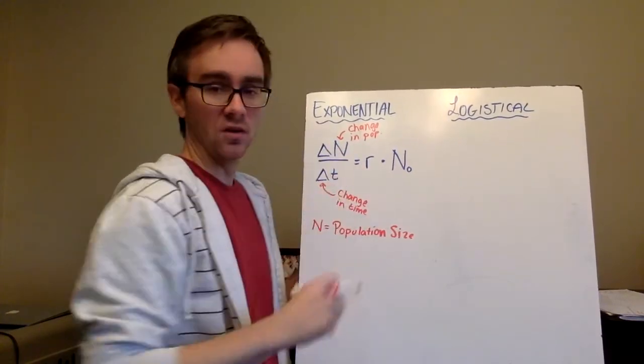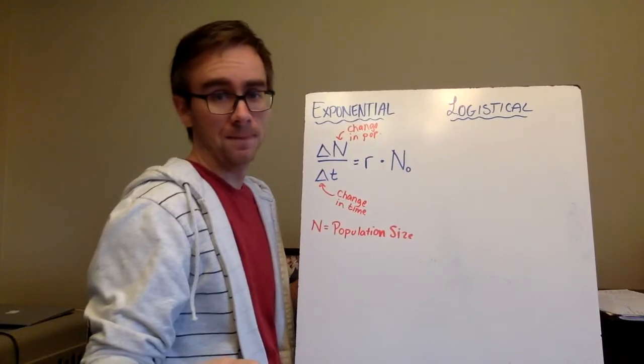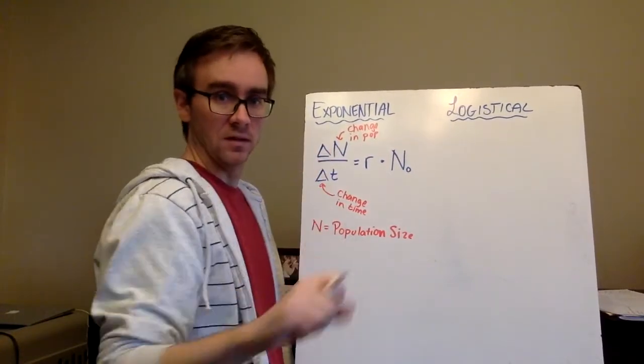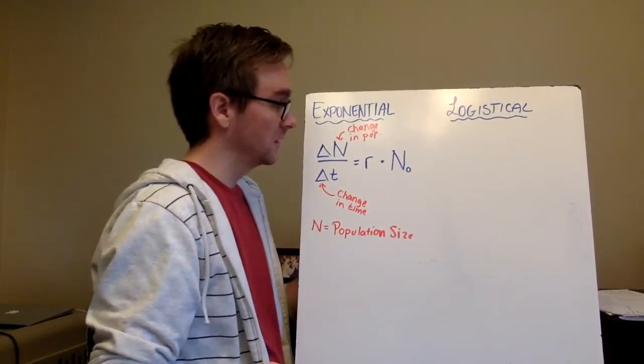So this left half of the equation here is literally just what is the change in the population in a certain amount of time? How much does the population change in the last 10 years? That's what we're trying to see with growth rate, is how much the population has changed over a certain amount of time.